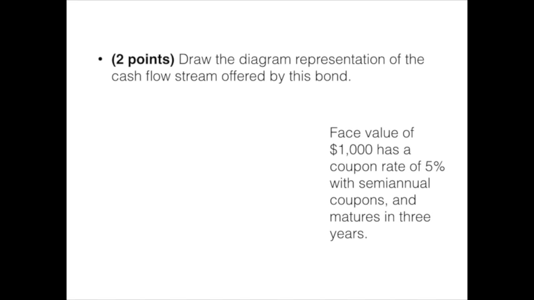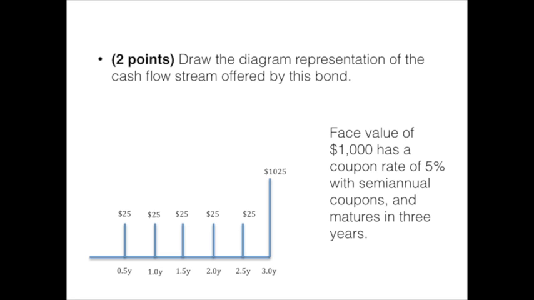And this is the description of the bond. It's a face bond with a face value of $1,000. It has a coupon rate of 5%, and coupons are paid semi-annually, and it matures in 3 years. So we know that coupons will be paid every 6 months. We know that the coupon size will be 5% of the face value, which is $50. This is $50, but they are paid semi-annually. So $25 will be the size of a coupon. So this is how the bond will look like.